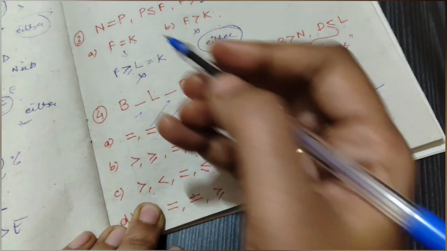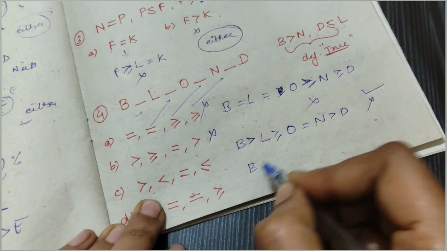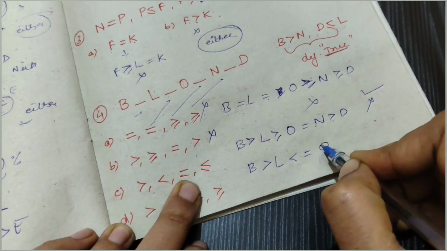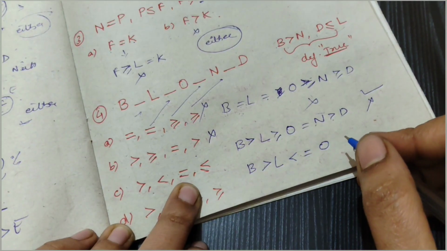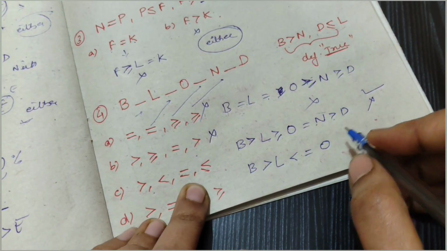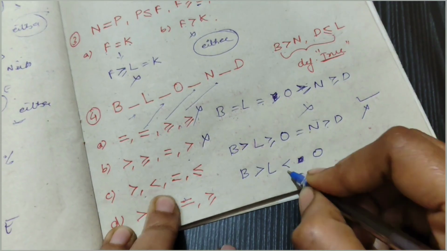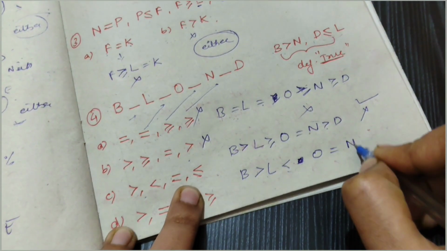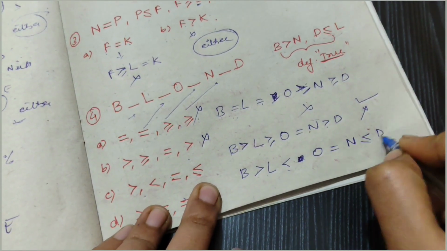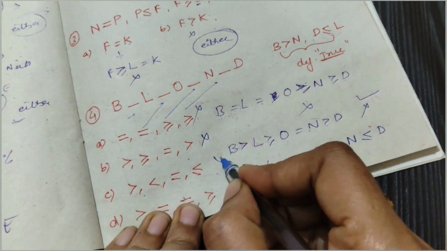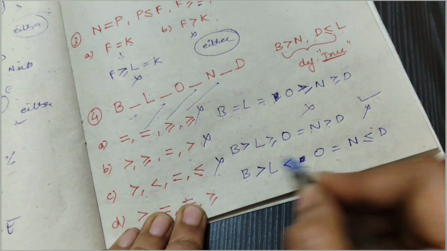Now third, B greater than L, less than or equal to O, B greater than L, less than O, equal to N, less than or equal to D. Now B to N, no, wrong. Third also wrong, because opposite symbols.